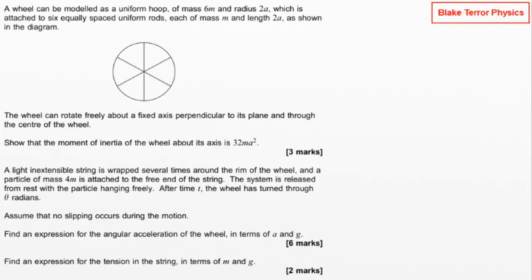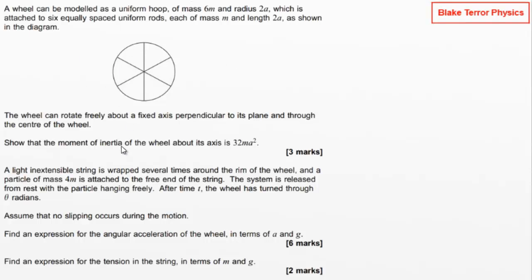Hello, here's another question looking at moments of inertia. So we've got a wheel that can be modelled as a uniform hoop, mass 6m, radius 2a, attached to 6 equally spaced uniform rods, mass m, length 2a, as shown in the diagram.